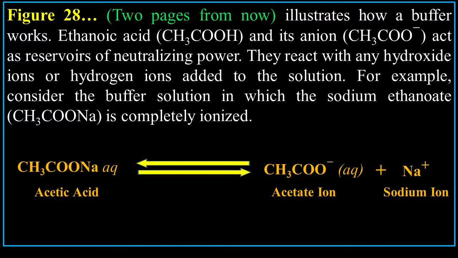Ethanoic acid and its anion, acetate, act as reservoirs of neutralizing power. They react with any hydroxide ions or hydrogen ions added to the solution. For example, consider the buffer solution in which the sodium acetate is completely ionized. So you start with acetic acid, and then you start with sodium acetate, and you have that completely dissociated into the acetate ion and the sodium ion. So it is completely ionized. Now what?